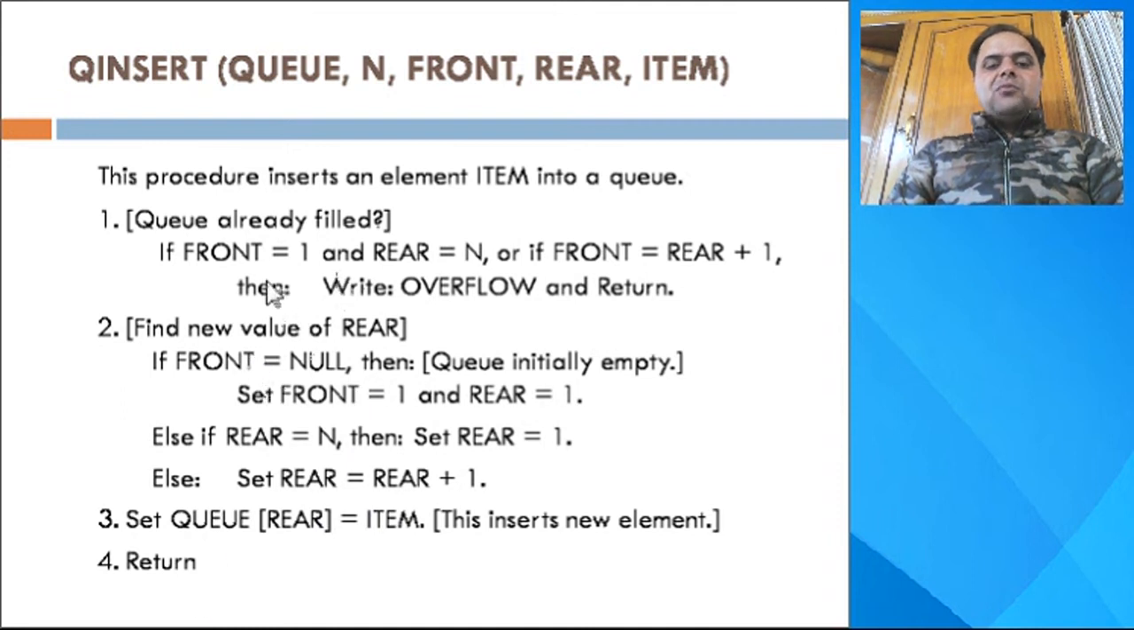So we have to understand the first condition. The first condition is that our queue is already full, that is front equal to 1 and rear equal to n, or front equal to rear plus 1. So we call this condition overflow and exit.